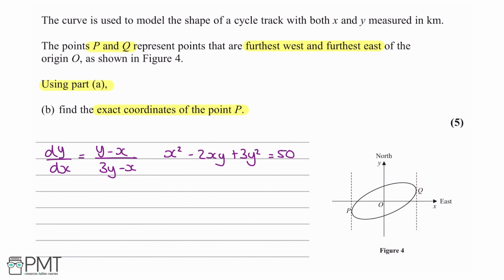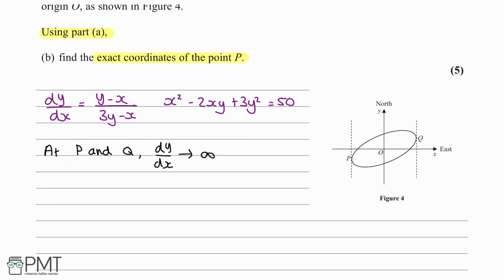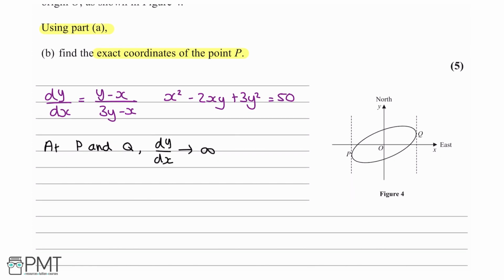So what I'm going to write is at P and Q, dy by dx approaches infinity, okay? And the reason for saying that is you can't say dy by dx equals infinity because infinity isn't a number. But what you can say is that it approaches infinity. So that sort of solves our problem, okay? Now, if we use the fact that dy by dx approaches infinity, we can actually use this to figure out what the next step would be, okay?